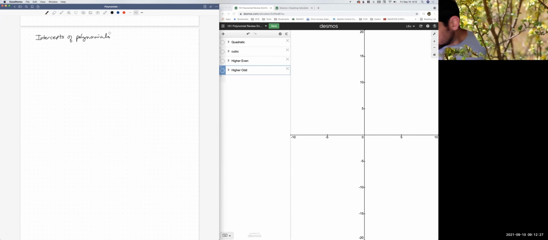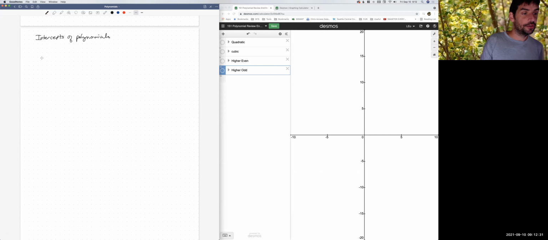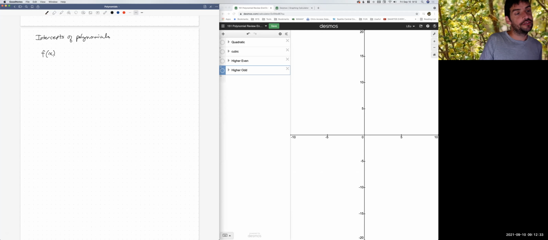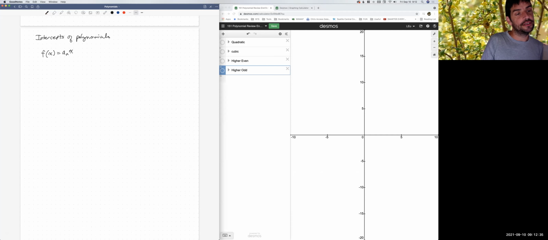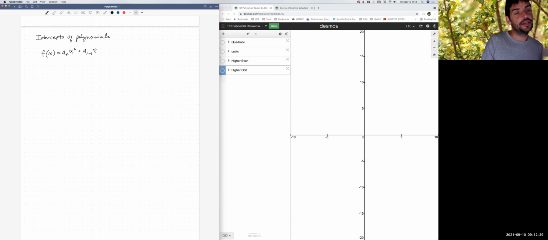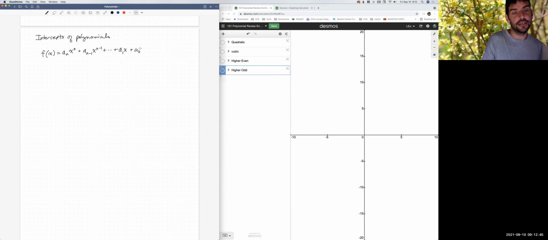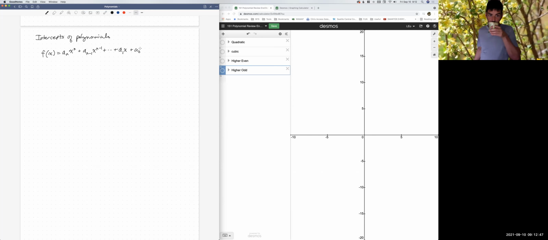Okay. So let's start with the easy one, right? Let me write the definition of a polynomial again. We have f of x equals a sub n times x to the n plus a sub n minus 1 times x to the n minus 1, on down to a sub 1 x plus a sub 0. There's the form of the polynomial.